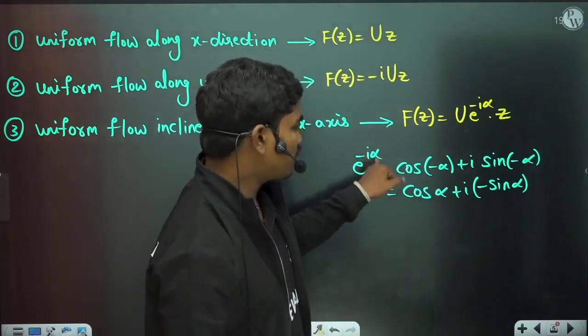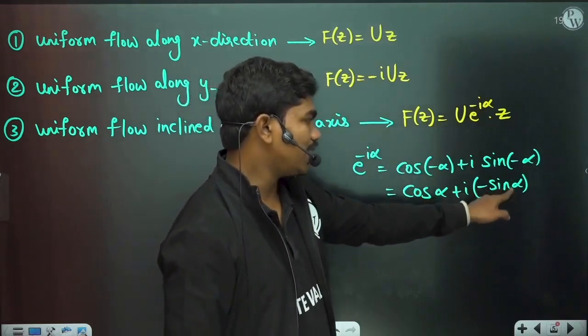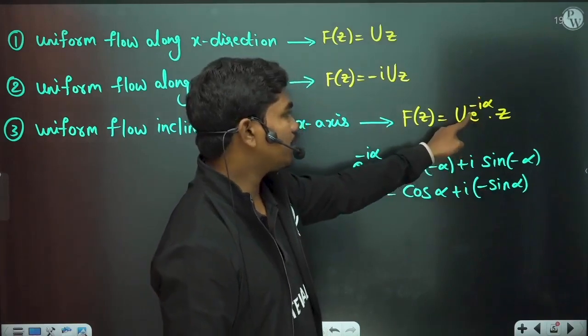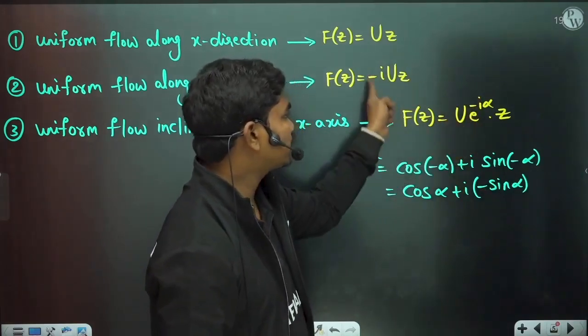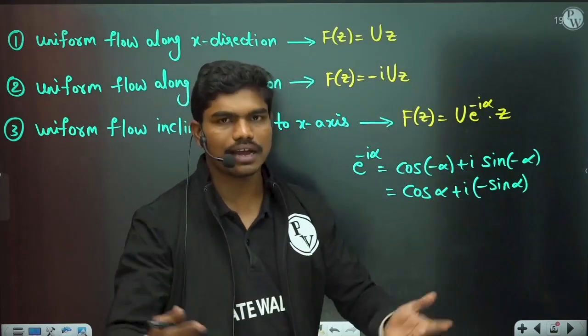So when you put alpha equal to pi by 2 here, this cos pi by 2 is 0, this sin pi by 2 is 1, so you have minus i. So this value becomes minus i, and this becomes minus i u z, which is this particular case. Clear? So that's how this is the general condition for any alpha basically.